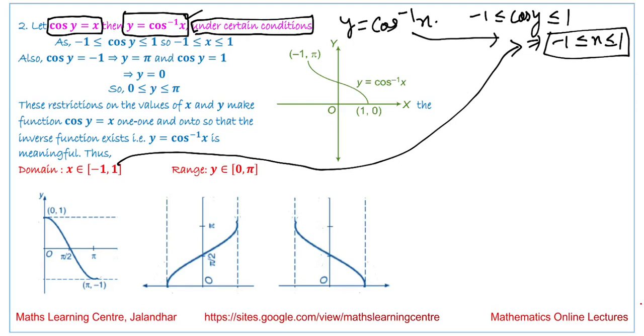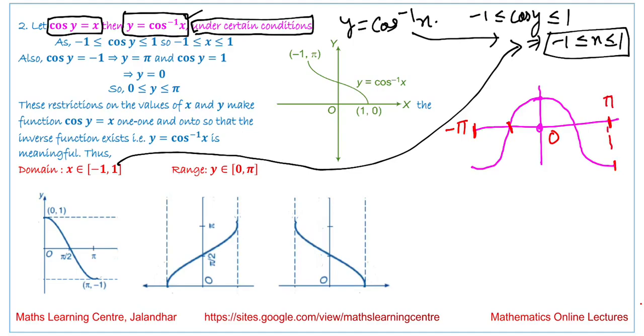Now if we look at the graph of the cos function, its value is over here. It goes like this. At this point, this point is 0. This point is minus pi, and this point corresponds to pi. At 0 the value is 1, and corresponding to pi the value is minus 1.